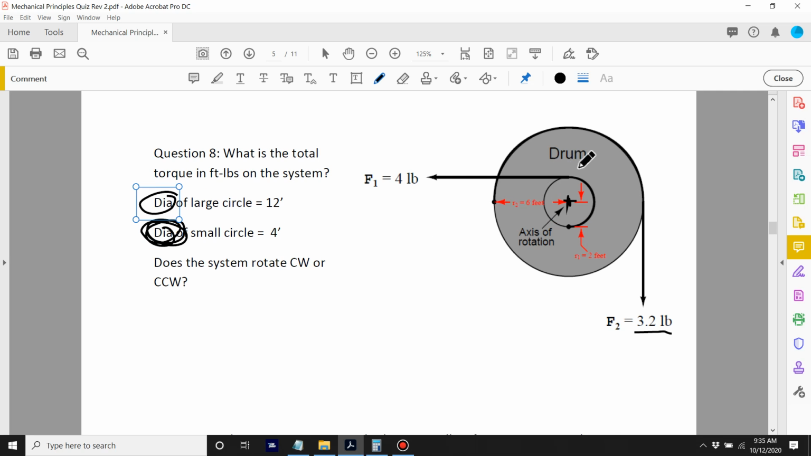Now, does the system rotate clockwise or counterclockwise? So what we'll do is we're going to call this T1, force 1. What is the torque due to force 1? T1 is equal to F1 multiplied by D1. So it's 4 pounds multiplied by D1, which is going to be 2 feet. So the total torque, T1, is equal to 8 foot-pounds.